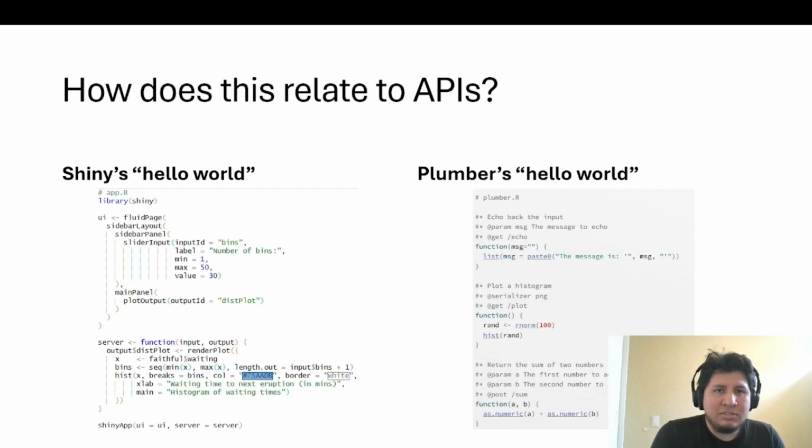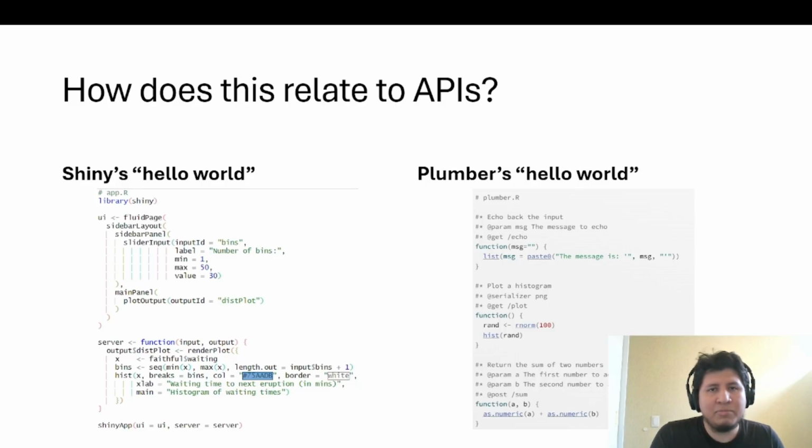So how does this relate to APIs? Here I am presenting the hello world of both Shiny and Plumber. For Shiny, you will typically start developing something in the global environment. What this means is you will have your app.r file. You will use library to call all the packages you need for your application, and then you will start defining your objects. In this example, we have UI and server, and at the end, we have the Shiny app, which leverages both to create your application.